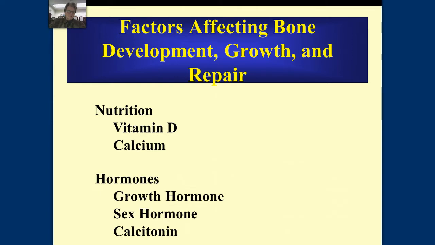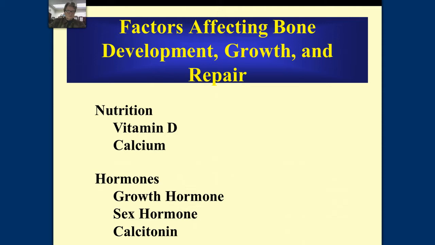Hormones will affect a number of things. Growth hormone affects the developing and lengthening of bone. If you do not have enough growth hormone, it will affect the lengthening of the bone and maybe seal that growth plate before its time. Same thing with androgens, which are sex hormones. Calcitonin. Now, we'll mention all of these a little bit later on when we talk about the endocrine system.